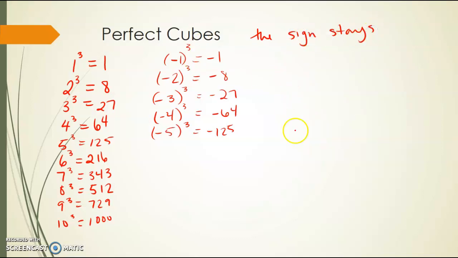And the reason is, if I take negative 2 times negative 2 times negative 2, negative 2 times negative 2 is a positive 4, but then I'm going to take that positive 4 times negative 2, which equals a negative 8. And so that's why with perfect cubes, the sign in front of it matters. We need to keep that in mind as we go through these.